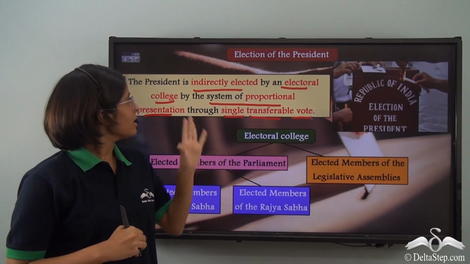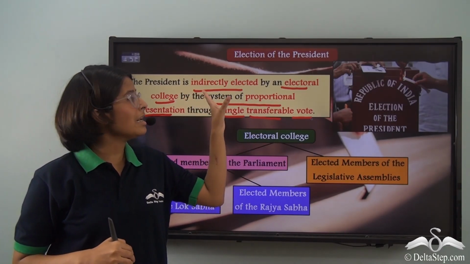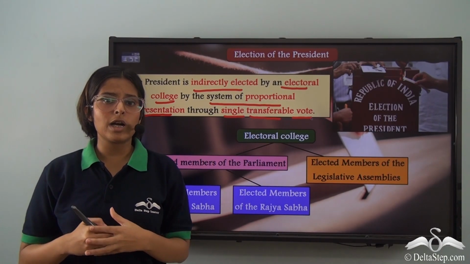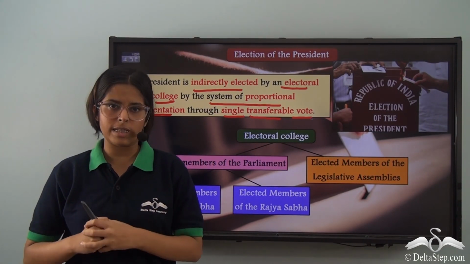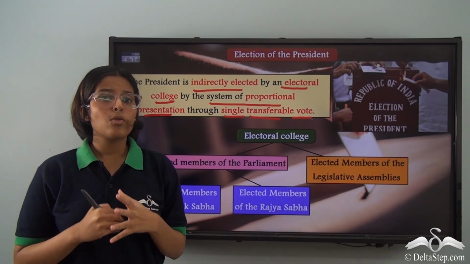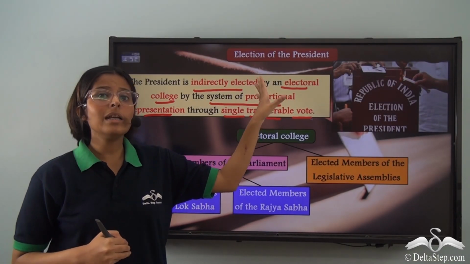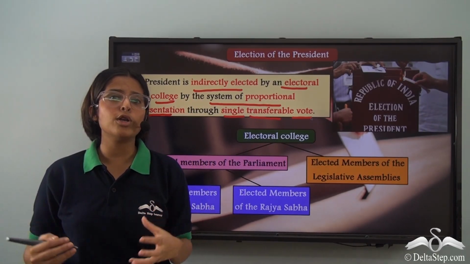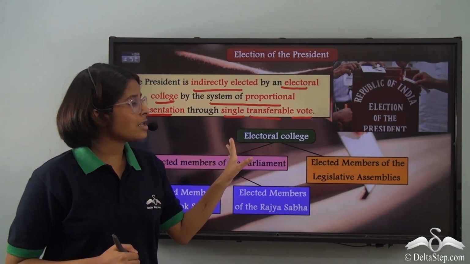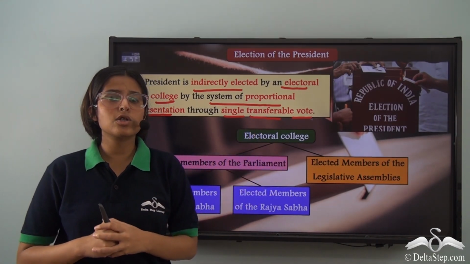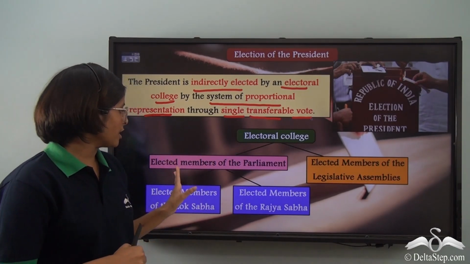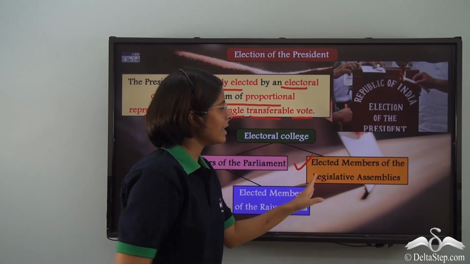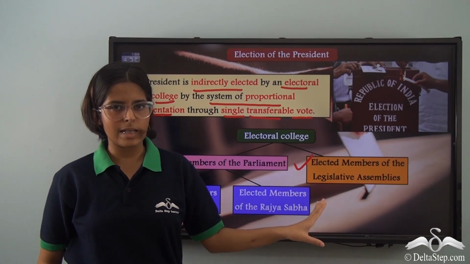Firstly, we said that the election is an indirect election, that is, not a direct one. So, the citizens of the country do not directly vote for the president. Now, how is this indirect? The president is elected by an electoral college. An electoral college is a body of electors. The presidential electoral college consists of two groups of people. Firstly, the elected members of the parliament and the elected members of the legislative assemblies.